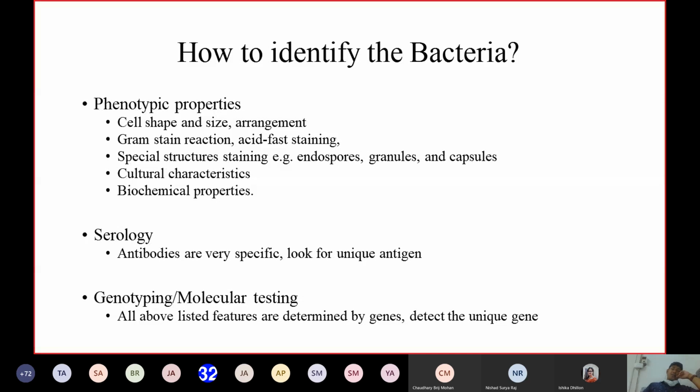Similarly, antibodies are formed by our body against the antigen. When an antigen is presented in our body, antibodies are formed. The immune system has a mechanism for this that we have already discussed in earlier classes. And I told you the antigen is unique, so the antibodies formed are also very specific to a particular antigen. So if we are able to identify particular antibodies, then also we can identify the organism.